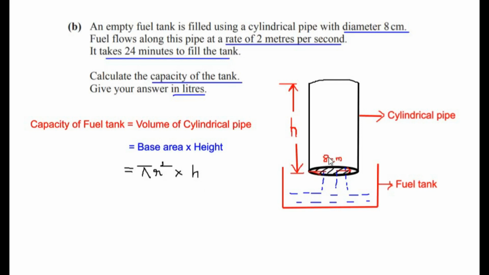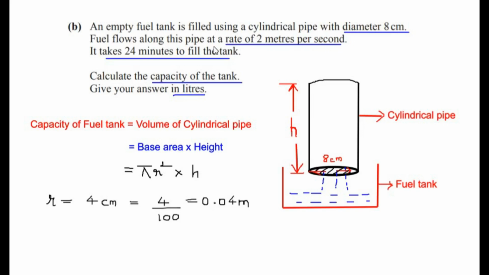Now here the first thing we need to see is the radius. The diameter is given as 8 cm. So the radius we have over here as 4 cm, that is half of the diameter. Here I am going to convert it into meters by dividing it by 100. So we get it as 0.04 meters.